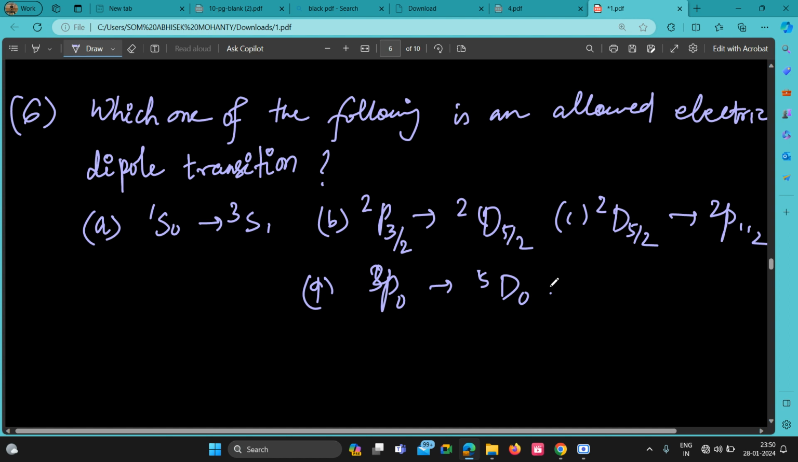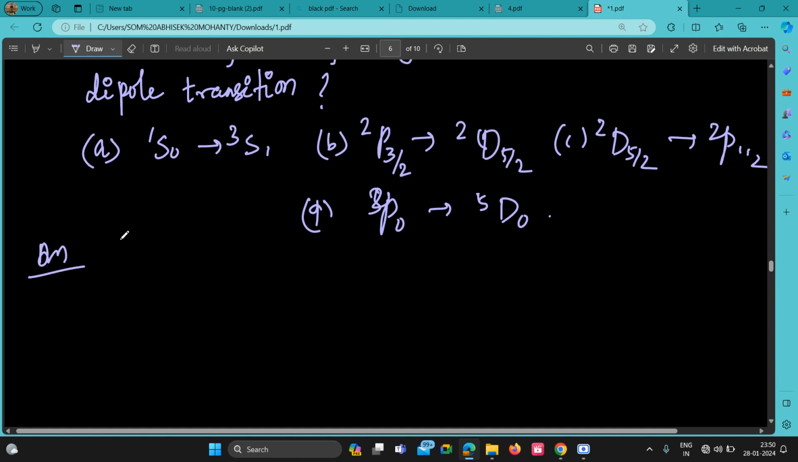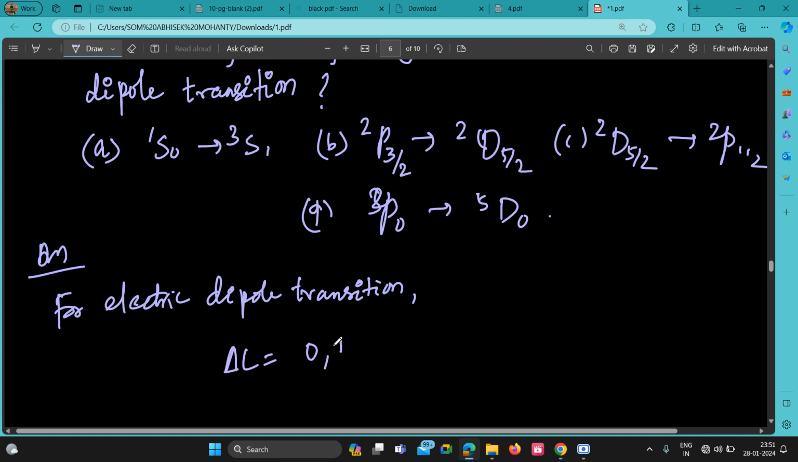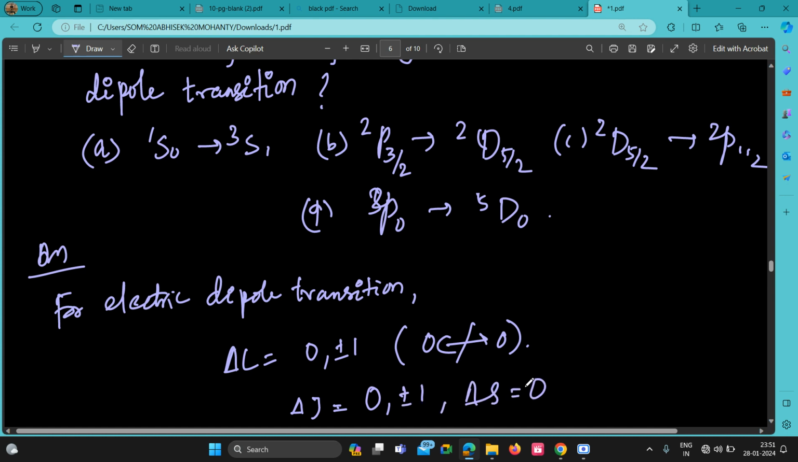Which one of the following is an allowed electric dipole transition? How to do it? For electric dipole transition, what is the condition? We should know that. Del L is equal to 0 plus or minus 1, but 0 to 0 is not allowed. Del J is equal to 0 plus or minus 1, and del S is equal to 0. This is the condition, so you have to check which of the options satisfies it.